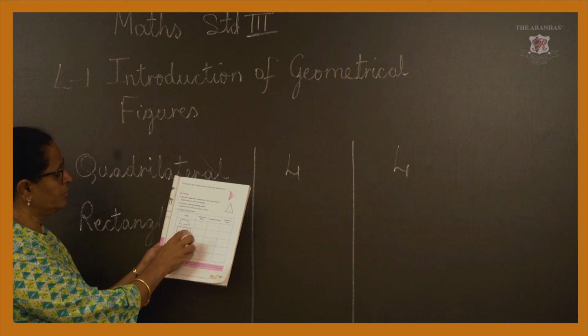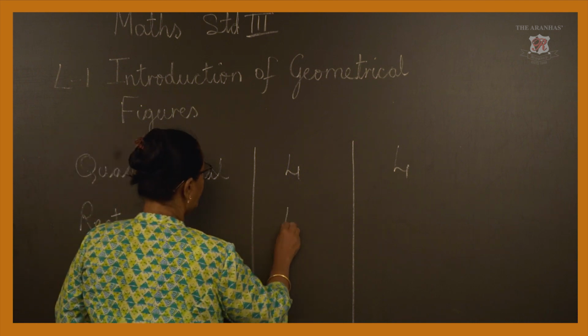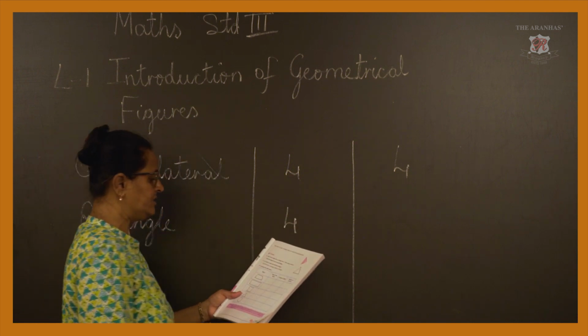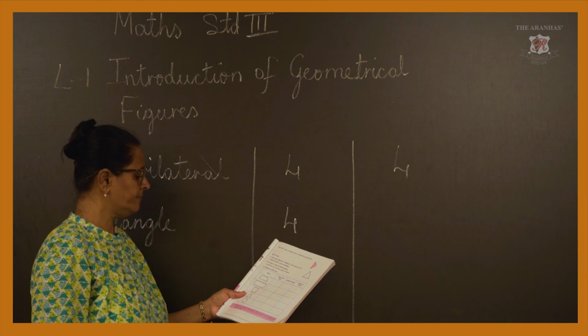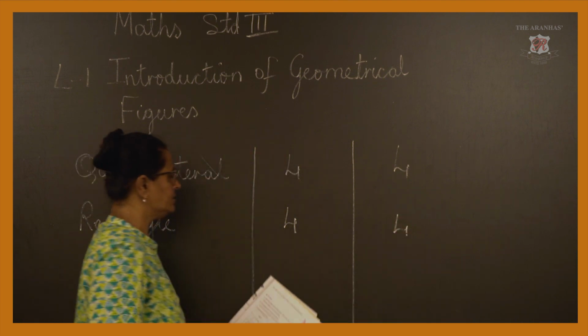1, 2, 3 and 4, correct. So, there are 4 edges and corners, very good, there are 4 corners.